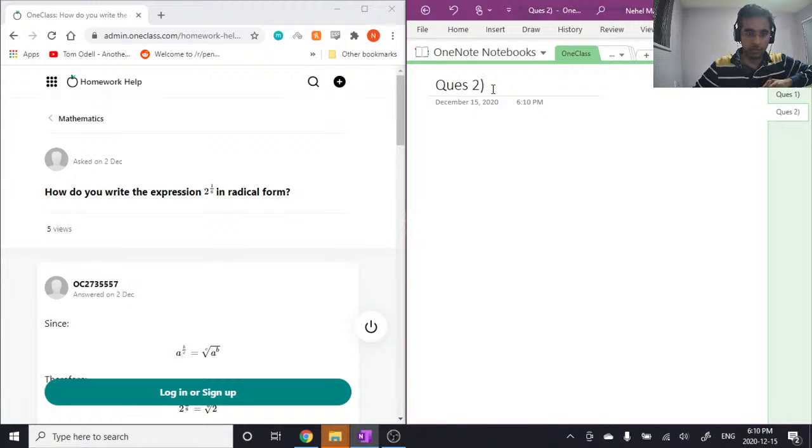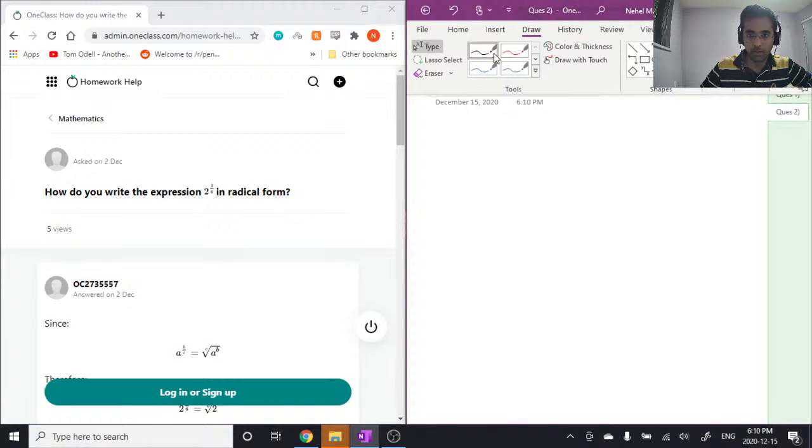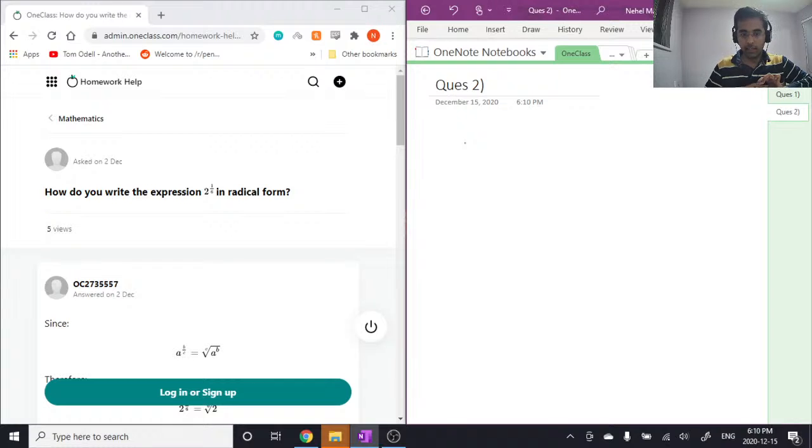So question number 2. How would you write the expression 2 to the 1/6 in radical form? So radical form is the simplest square root type form. So the question asks 2 to the 1/6 in radical form.